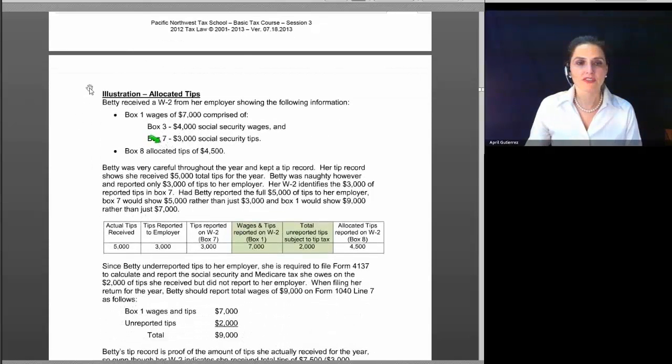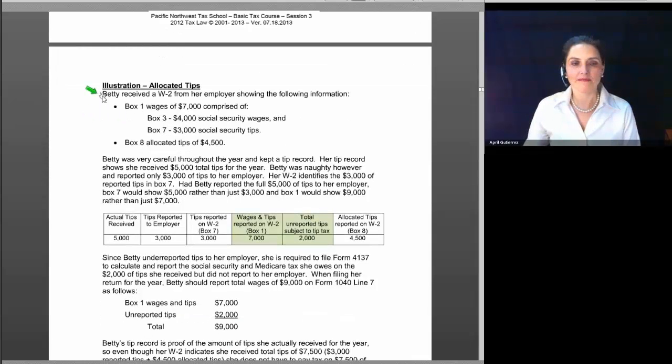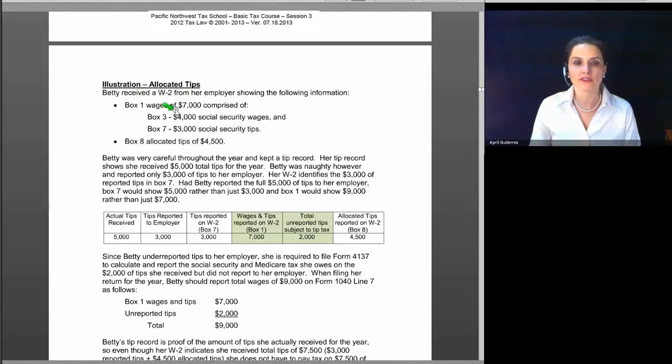I'm going to give you an illustration here of how that might work. We have a character named Betty, and for the year, she received a W-2 from her employer, which shows the following information. Box 1 wages shows $7,000, and Box 1 is comprised of two figures. One is her base wage for the year, which was $4,000 of wage income, and the other part is $3,000 of tips that she did report.